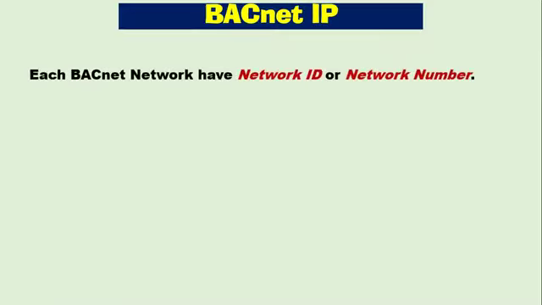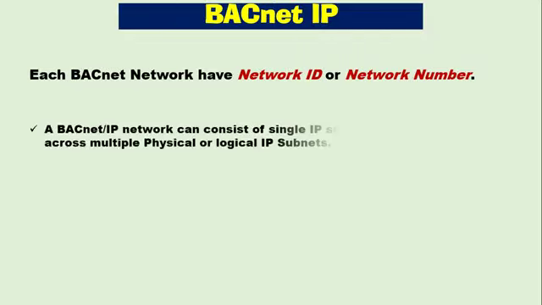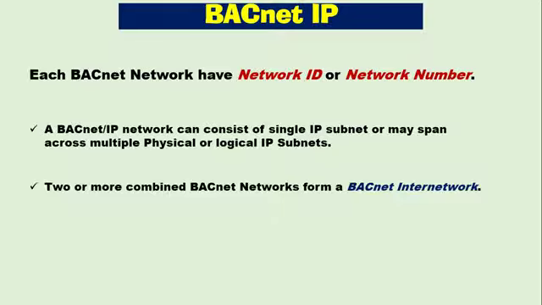As we just discussed, each BACnet network has a network ID or a network number. A BACnet IP network can consist of a single IP subnet, or it may span across multiple physical or logical IP subnets. Two or more combined BACnet networks form a BACnet internetwork.